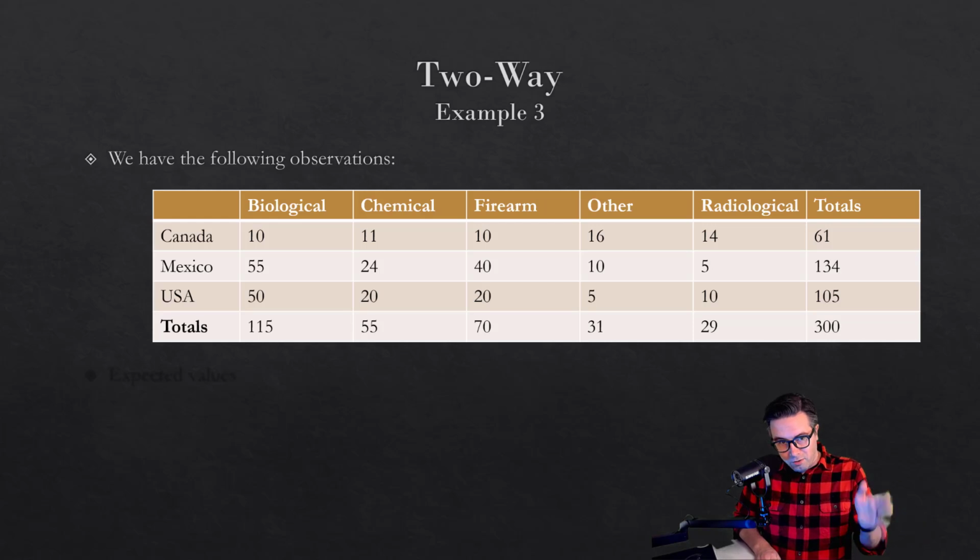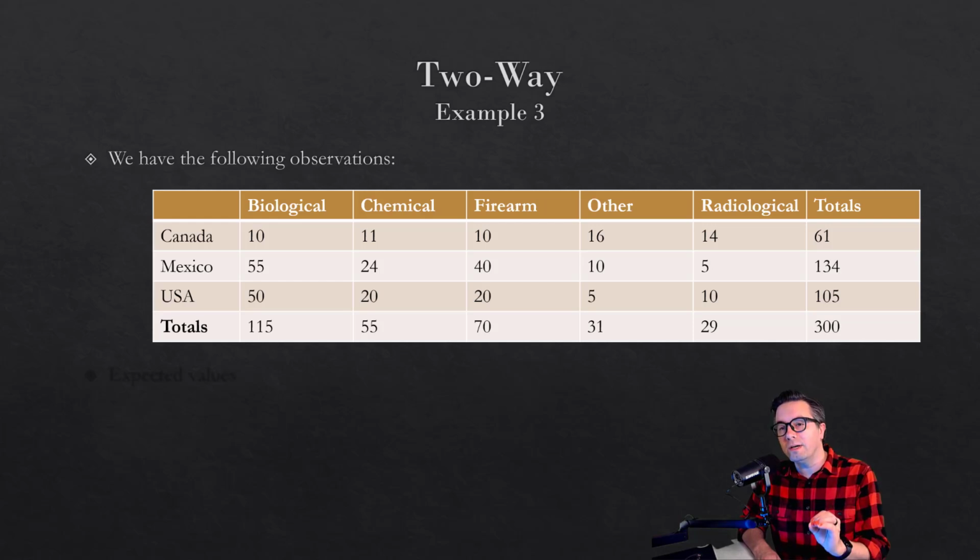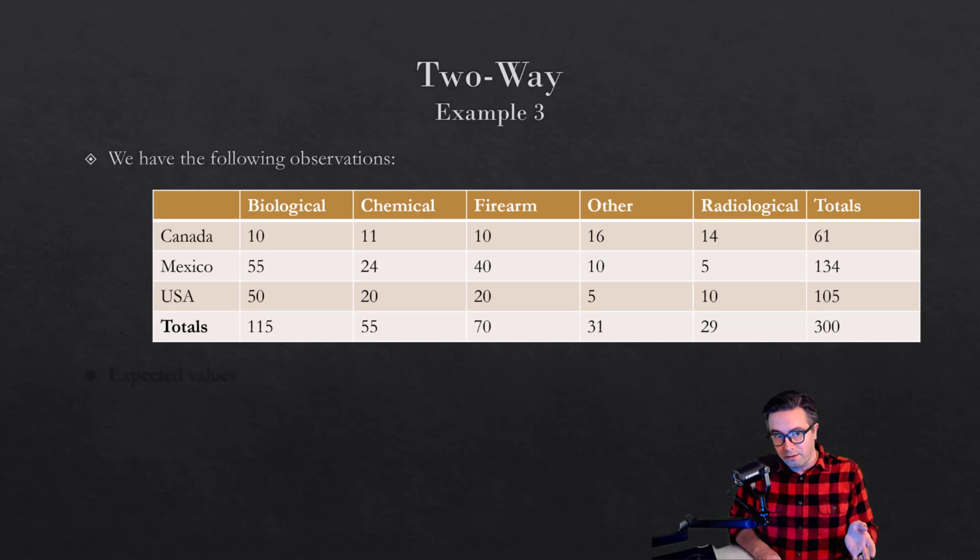So the total for biological is 115. The total for chemical is 55. The total for firearm is 70. Other is 31. Radiological is 29, so on and so forth. And then the grand total is 300, right? That's how many total. So if you add 115, 55, 70, 31, and 29, you get 300, right? Also notice that if you add 61, 134, and 105, you also get 300.